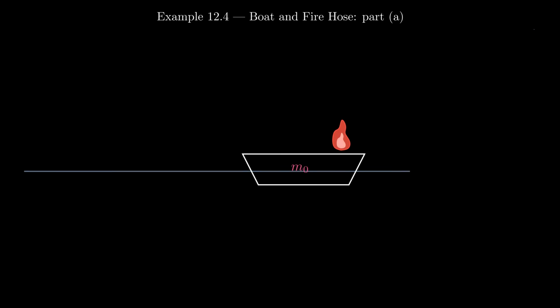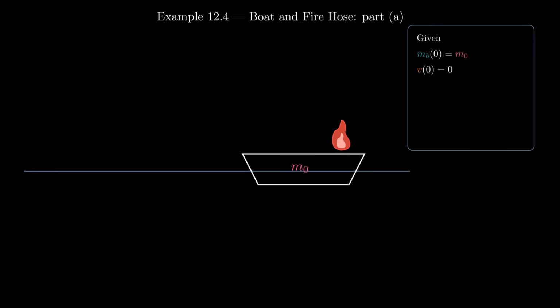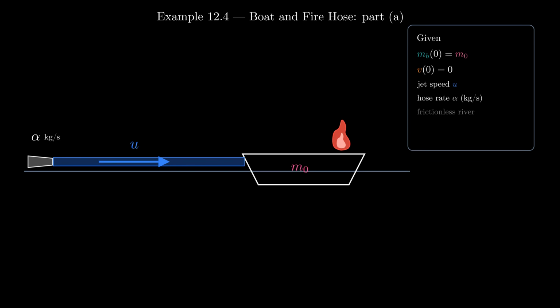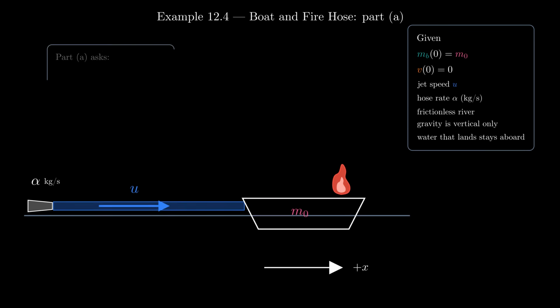Here is the problem. A burning boat of mass m0 sits at rest on the river. A firefighter trains a hose on it, and the water leaves the hose horizontally with speed u, at a constant rate alpha, measured in kilograms per second. The river is frictionless. The jet and the boat both move horizontally, and gravity plays no role in the horizontal bookkeeping. Every drop that hits the boat stays in the boat. The boat's mass grows only because of the jet, and we neglect whatever the fire burns away.